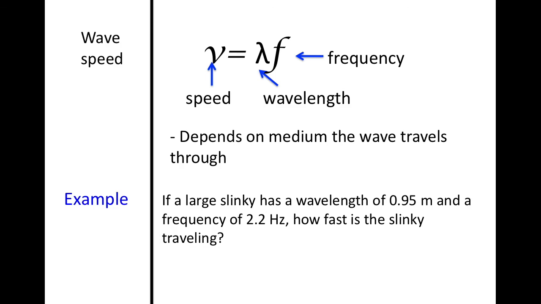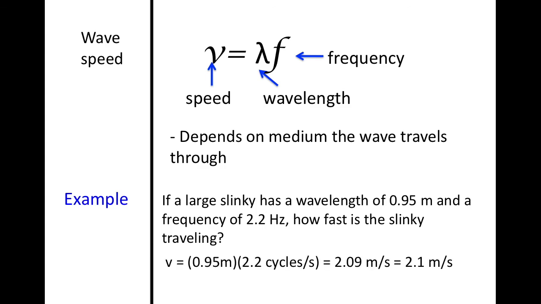Alright, so we just know that we need to plug in the wavelength and the frequency, and we multiply those 2 numbers and we should get the velocity, which should be in meters per second. When we plug that in, we get 0.95 times 2.2 cycles per second, which gives us a total of 2.09 meters per second, which, after significant figures and rounding, is 2.1 meters per second.